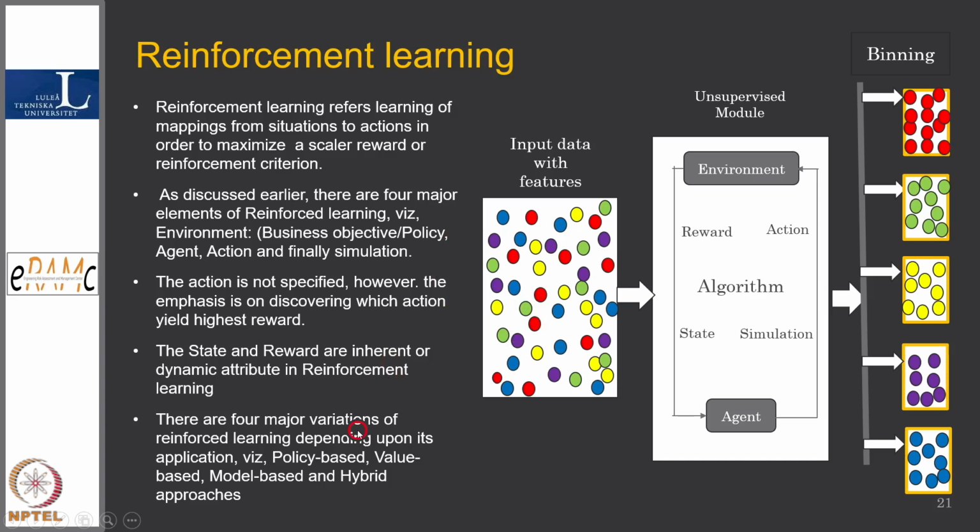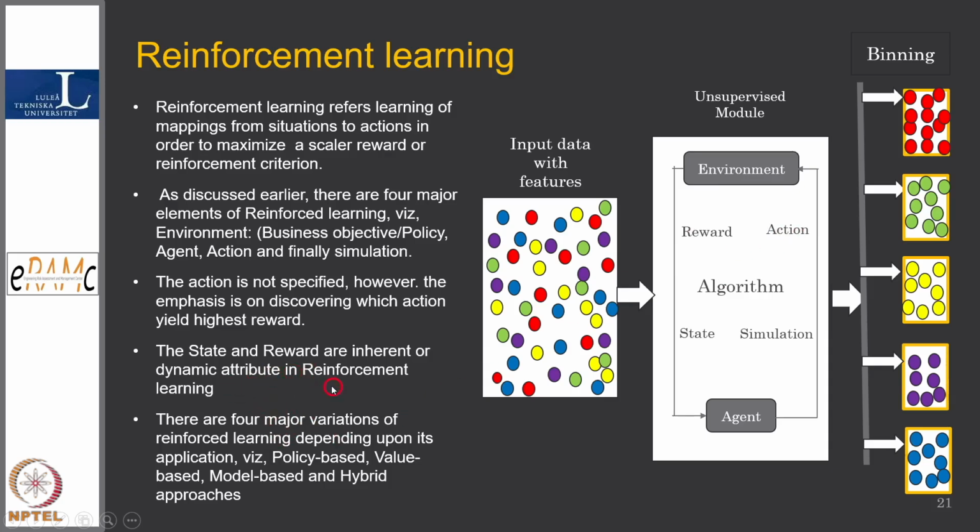As discussed earlier, there are four major elements: I mentioned environment, agent, action, and finally simulation. These are the four intrinsic elements of reinforced learning. The action is not specified. However, the emphasis is on discovering which action gets the highest reward. Any action can be taken by the agent to reflect on the environment, but it is determined by reward. So the final output decides what kind of action was taken.